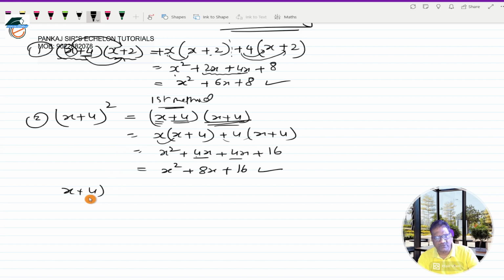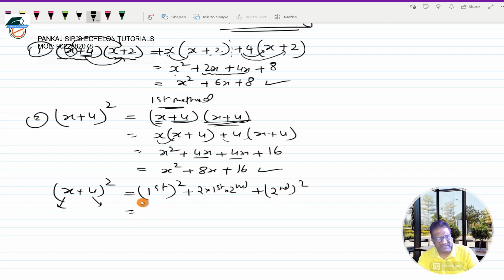x plus 4 the whole square. Because it is a square, you can treat it in this way. This is the first term, this is the second term. In general, if it is first term plus second term the whole square, then the answer will be first term whole square, and because there is a plus over here, plus 2 into first term into second term, plus second term the whole square. This is the formula, right?